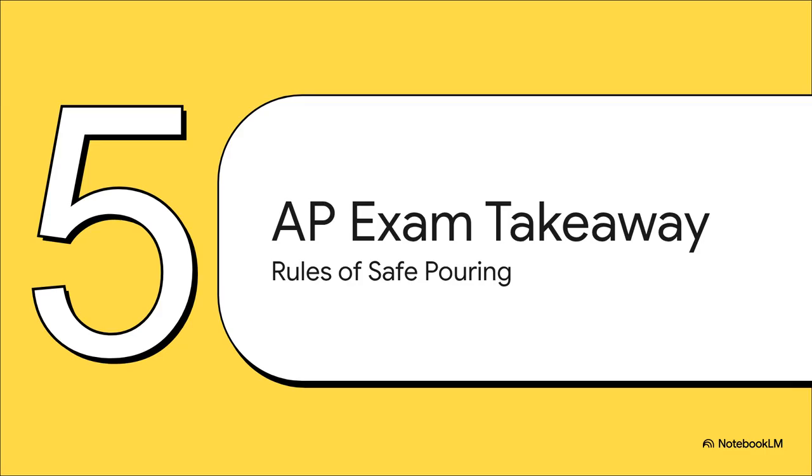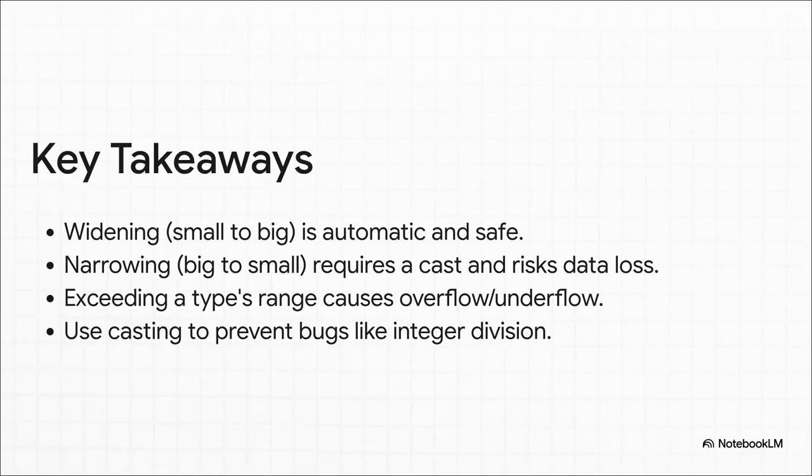Okay, let's wrap this all up. If you're studying for the AP exam, you can just think of everything we just talked about as a simple set of rules for safe pouring. So here's what you got to remember. Pouring from small containers to big ones, that's widening. It's automatic and totally safe. Pouring from big containers to small ones, that's narrowing. You have to give permission with an explicit cast, and you always risk losing data.